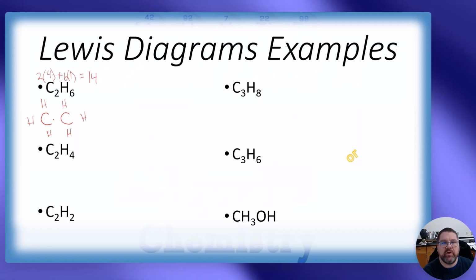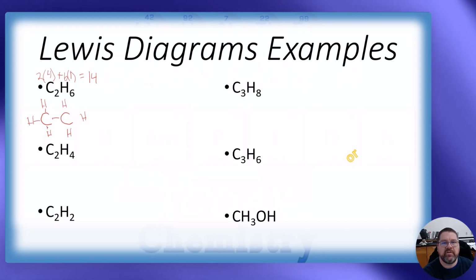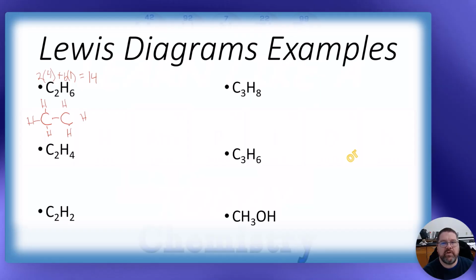So the first place we're going to put them is to make a bond, so we'll connect the carbons, and then connect each carbon to the 3 hydrogens that surround it. Each one of those uses 2, so that's 8 electrons distributed, 10, 12, 14.